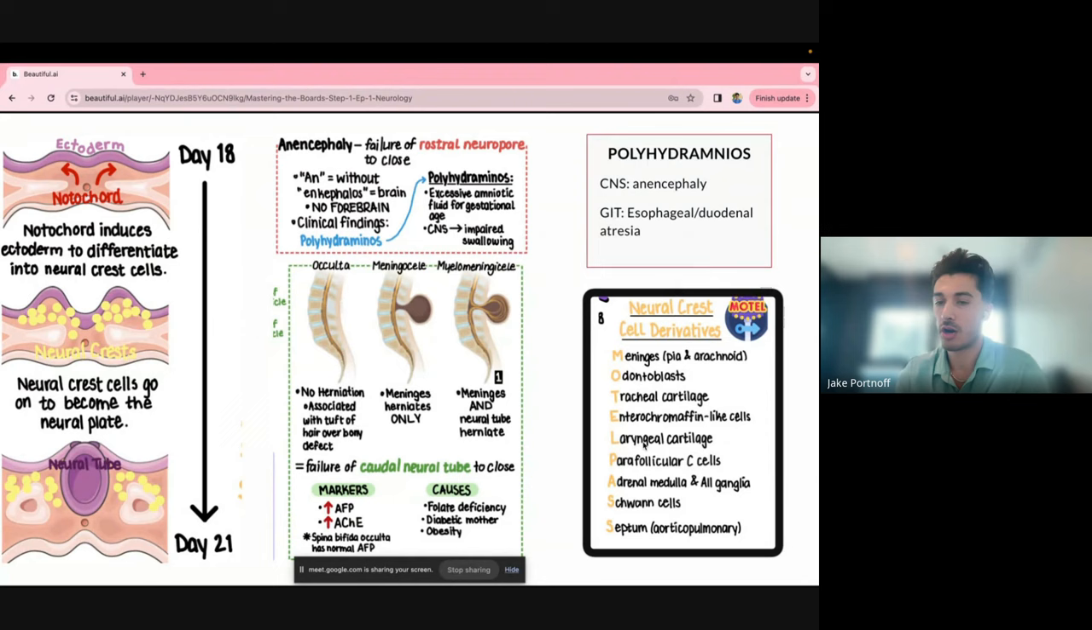Laryngeal cartilage, parafollicular C cells that secrete calcitonin. What is that related to? Medullary thyroid carcinoma. Or our Schwann cells. What do our Schwann cells do? They innervate our PNS. What system or pathology could you expect when it comes to the nervous system for that? You can think of Guillain-Barré syndrome, right? Your ascending paralysis after a Campylobacter jejuni infection, right? So I'm just trying to show you guys how USMLE might test a neural crest cell derivative type question, but relate it to certain pathologies, okay?